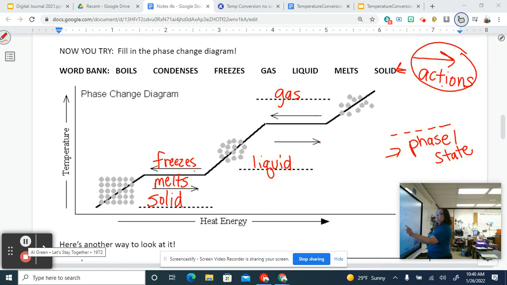As we go from a liquid to a gas, that's boiling or evaporation. And as we go from a gas to a liquid, that's condensation. All right, pause that if you need to. I'm moving on.